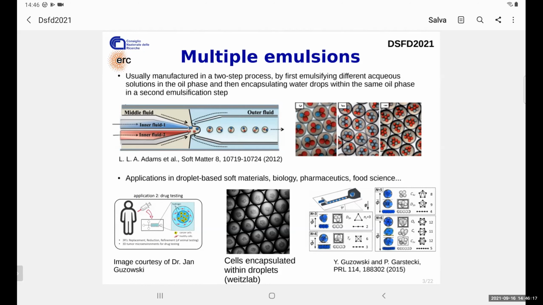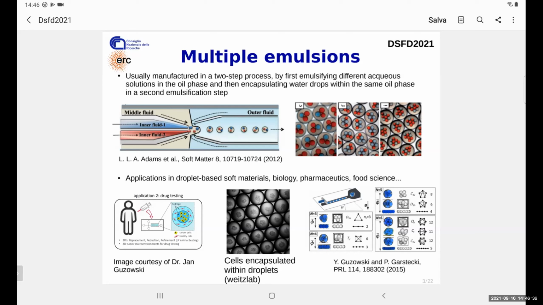Of course, experimentalists have achieved a high controllability in producing more complex configurations of these systems. You can see on the right emulsions in which the number of cores increases, and of course you have a higher volume fraction occupied by these systems.